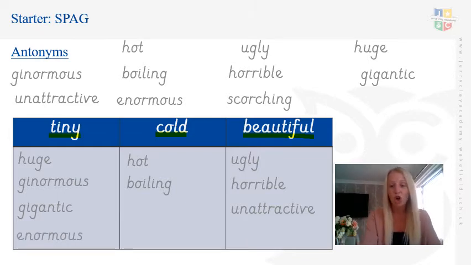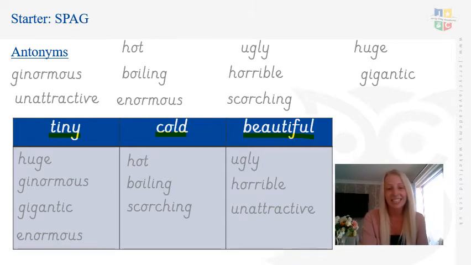And finally, scorching, if something is scorching hot, is extremely hot, another powerful word for hot, so scorching would be an antonym of cold. So well done, everyone. For everything that you've got right, make sure you give yourself a fabulous tick and fantastic on your brilliant hard work.